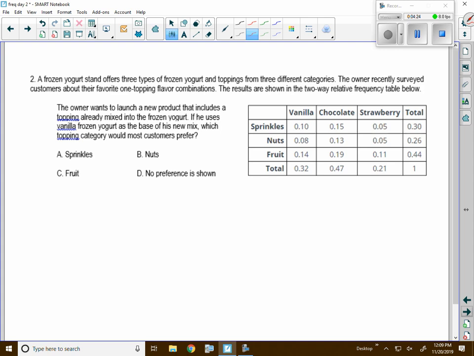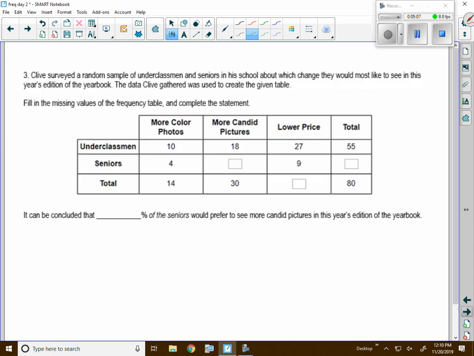All right, this is a multiple choice question. It says the owner wants to launch a new product that includes a topping that's already mixed into their frozen yogurt. So typically they just have vanilla, chocolate, strawberry with different toppings, but now they want to mix one in. So if they use vanilla frozen yogurt as the base, which topping do you think they should mix in? So we're looking only at vanilla. Which one's the most popular? Fruit, which has the highest percentage of 14%. We okay on that? Yes.